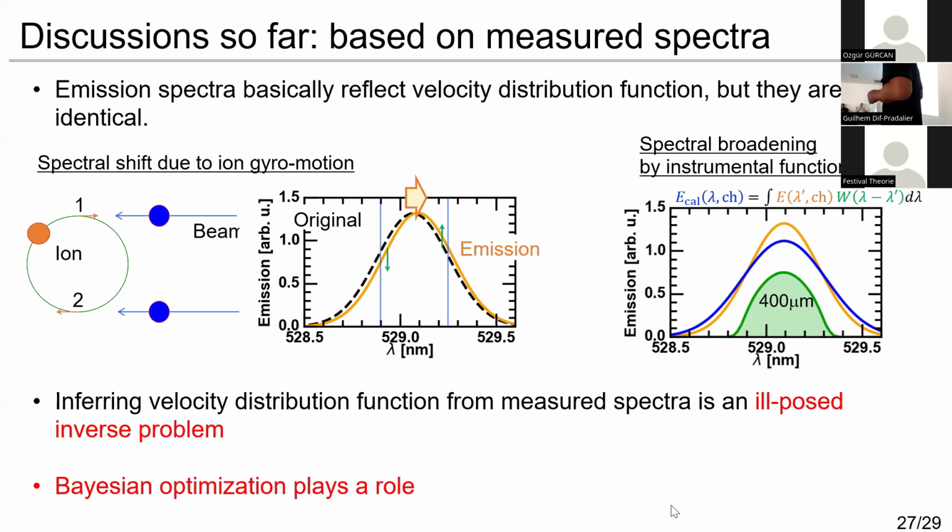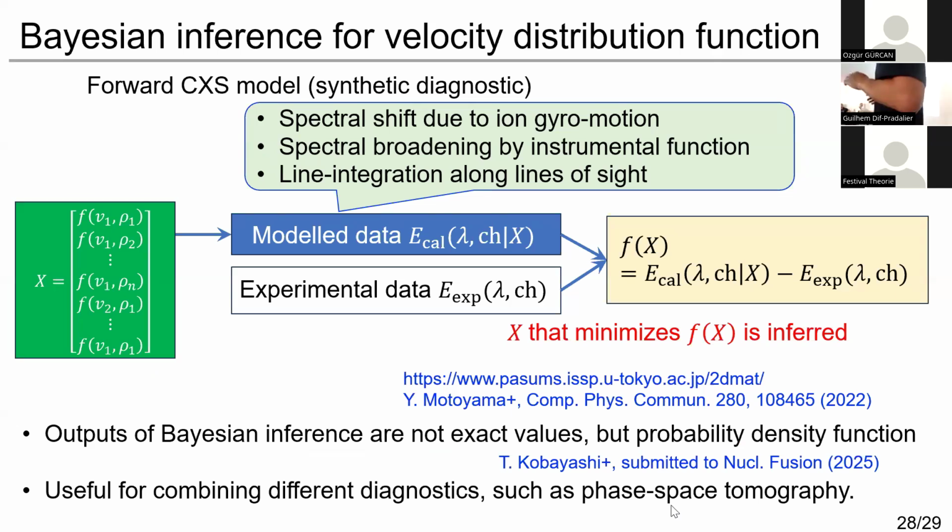So we try to use Bayesian optimization to do this, based on Markov chain Monte Carlo sampling. We apply different sets of input distribution functions to the forward model, which gives us a model of the data. And by comparing this to the experimental data, we try to estimate the velocity distribution function by use of this technique. And this is ongoing.